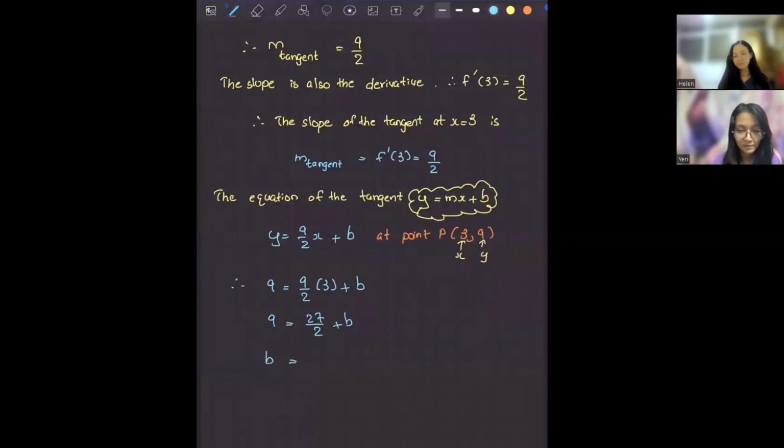So we get the value of b. b equal to 9 minus 27 by 2 equal to minus 9 by 2. So finally, we get our final equation, y equal to 9 by 2 x minus 9 by 2.